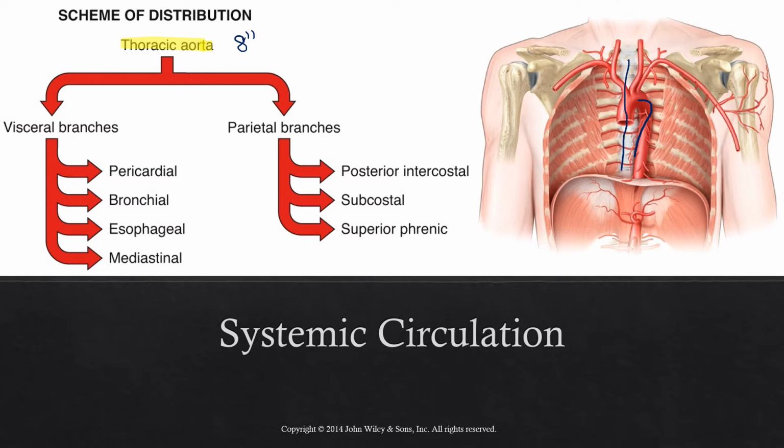Now, as the thoracic aorta descends, it moves closer to the midline, and it extends through an opening in the diaphragm, right here, which is called the aortic hiatus.